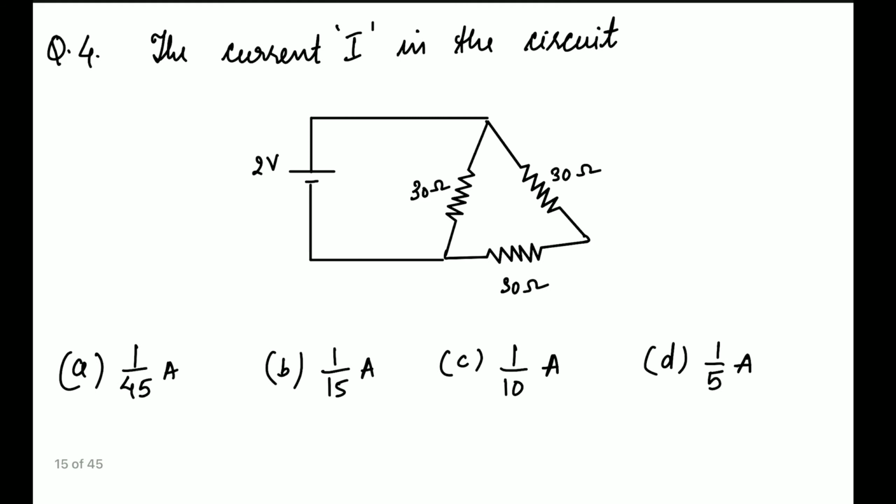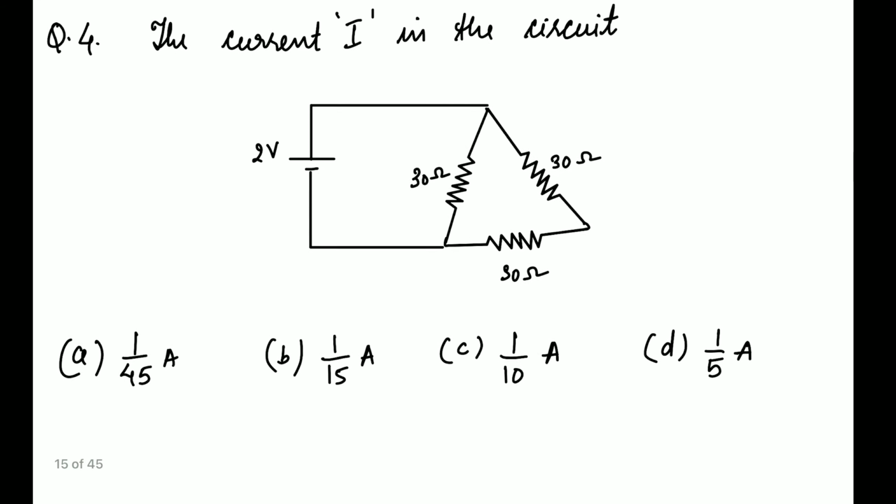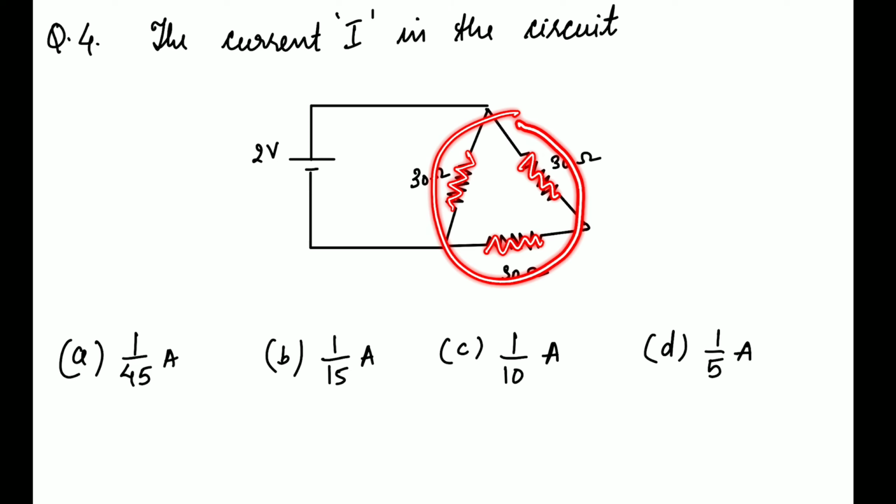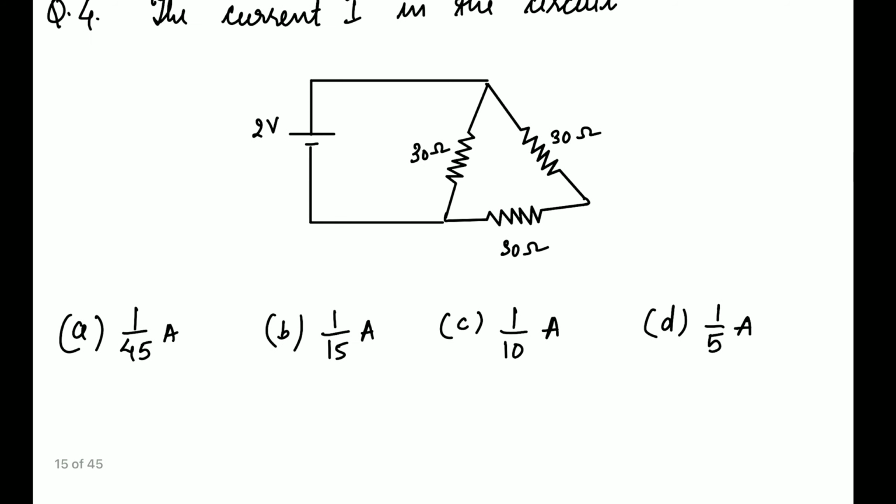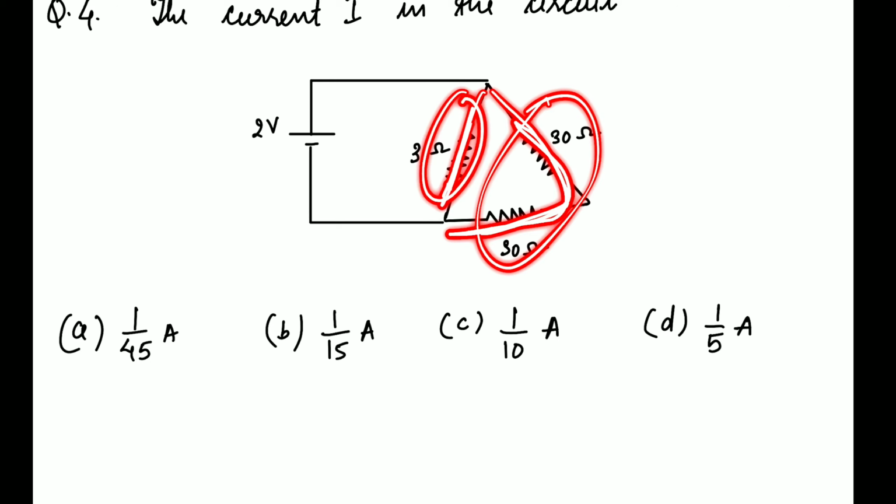Question number 4. So you have the current I in the circuit. You have been given this circuit here, you have to find out the value of the current I, right? Again, a simple question. You have these resistances here. All I have to do is, instead of putting it like that, I will talk about an equivalent resistance here. You have to understand these two resistances are in series and this one is in parallel with these two resistances. Can you guys understand that?